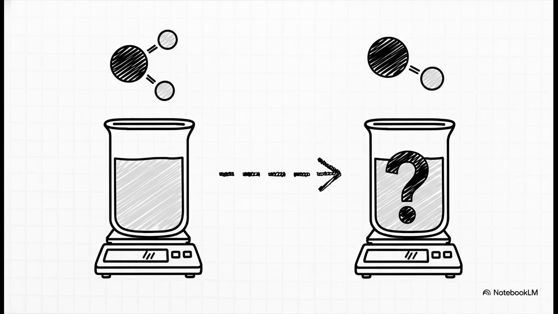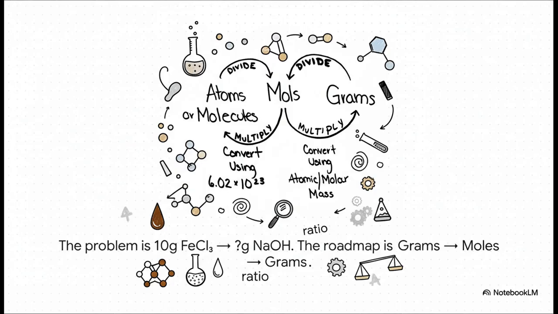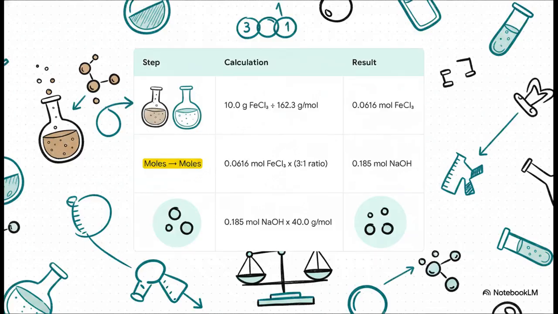Let's say we have 10 grams of iron(III) chloride. The question is, what mass of sodium hydroxide do we need for it to react completely? Okay, so here's our game plan. We're starting with grams of our first substance, the iron chloride, and we want to get to grams of our second substance, the sodium hydroxide. See how that fits perfectly on our roadmap? We're going to take that grams to moles to grams pathway. Let's do it. And here we go.